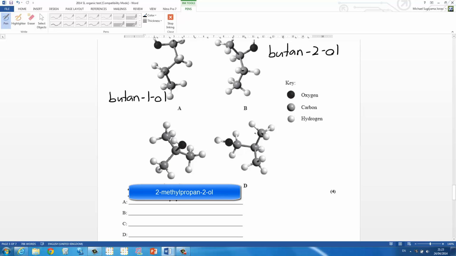And then we have D. The longest chain is propan, and the OH group's on the first carbon, and the methyl group's on the second carbon. So it's going to be 2-methylpropan-1-ol. Okay, so we've named A to D.